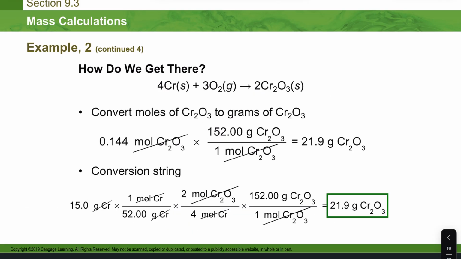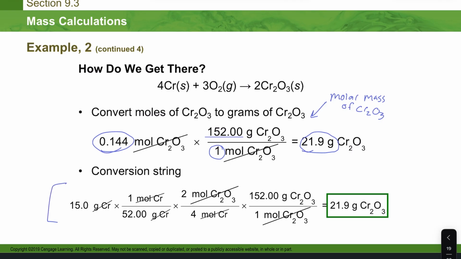Finally, we will begin right here with our 0.144 moles of chromium oxide. We know that for every 1 mole of chromium oxide, we have 152.00 grams of chromium oxide, and this comes from the molar mass of Cr2O3. And that gives you the number of grams.